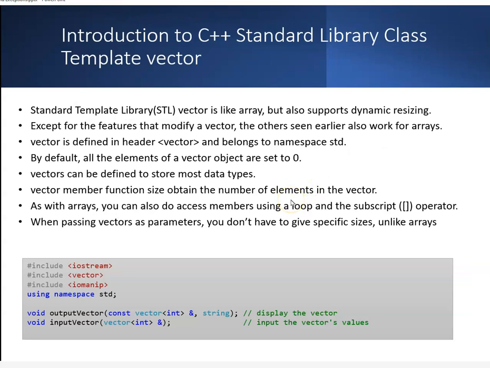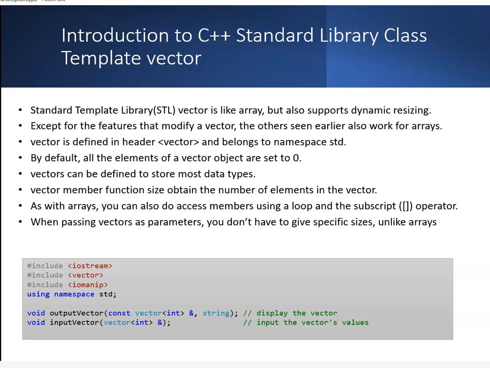So, there are some problems with the arrays. Number one is having to know the size and not being able to change it. C++ defines a library called the Standard Template Library. The Standard Template Library has an item in it called a vector. A vector is like an array, but also supports dynamic resizing. Except for features that modify a vector, the others seen earlier also work for arrays. It's defined in the header vector and belongs to standard. By default, all elements of a vector object are set to 0 or null. Vectors can be defined to store most data types, and size obtains the number of elements in a vector.